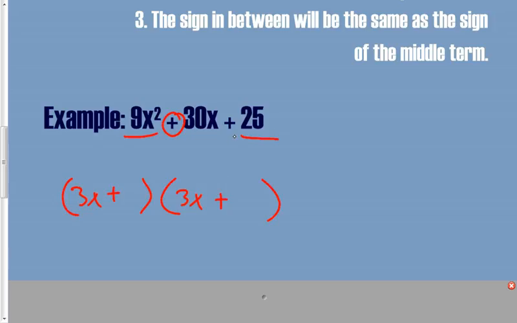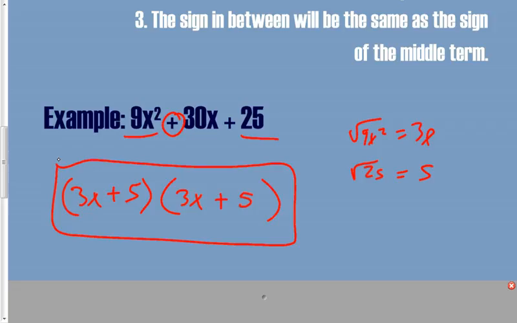Alright, and then the square root of 25 is 5. So we have the square root of 9x squared is 3x. Square root of 25 is 5. So we're going to put 5 in for the second term. And guess what? We just factored that trinomial. It's that easy.